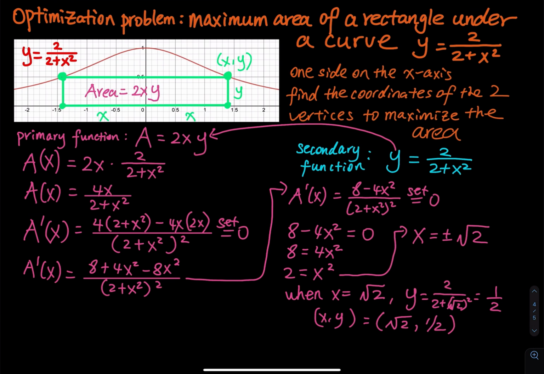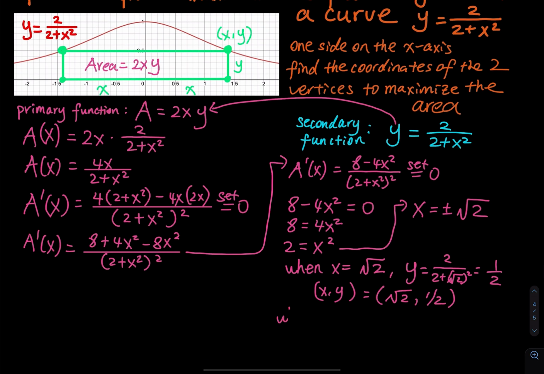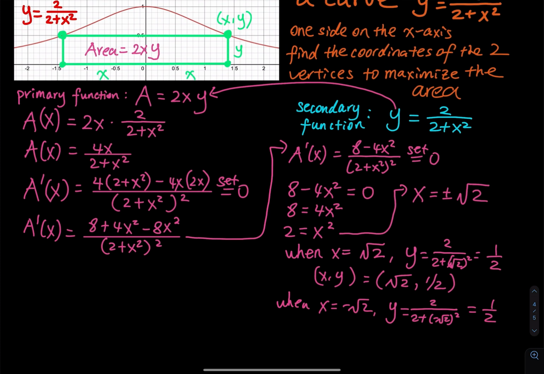And then how about x equals negative root 2? When x equals negative root 2, we have y equals 2 divided by 2 plus negative root 2, squared. You get the same thing because you square a negative. So you still have 1/2, and the other coordinate is minus root 2 comma 1/2. That is the coordinate. So now we have the two vertices, one right here and one right there.